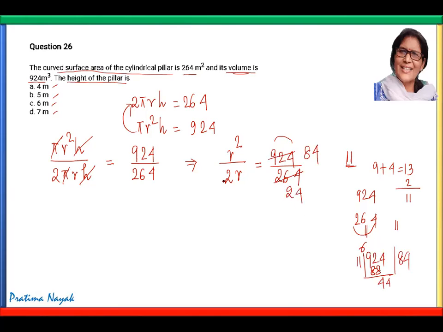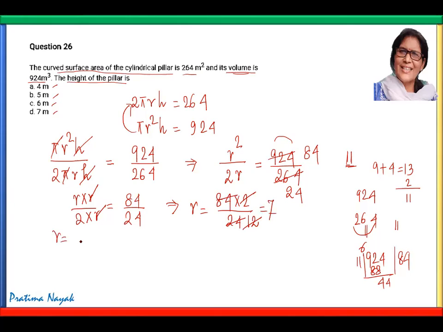So now see the left hand side. What is r square? R square means r multiplied by r is equal to 84 by 24. I can cancel again. Next I'll cancel r, so this gives me r is equal to 84 into 2 by 24. You will cancel 2 with 24, I'll get 12. Next, 12 7 times gives you 84. So r is equal to 7 centimeter.